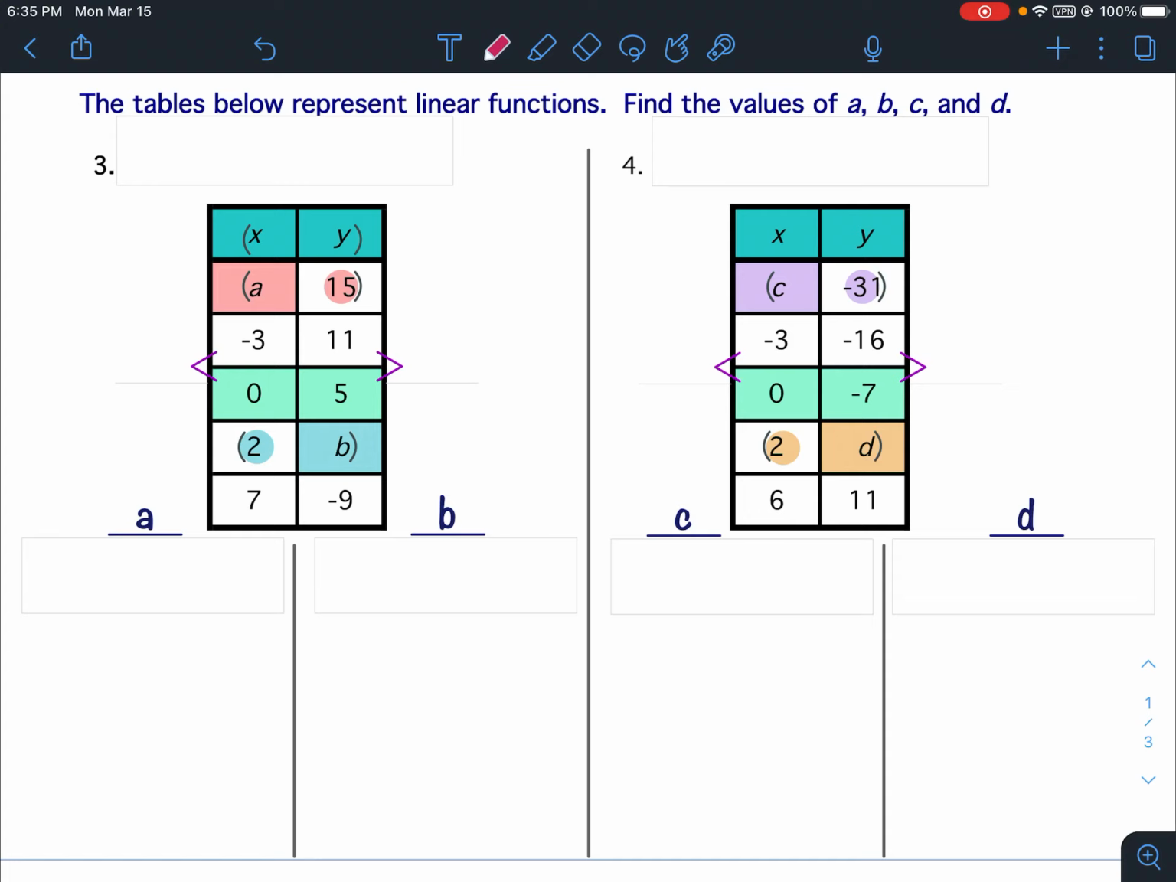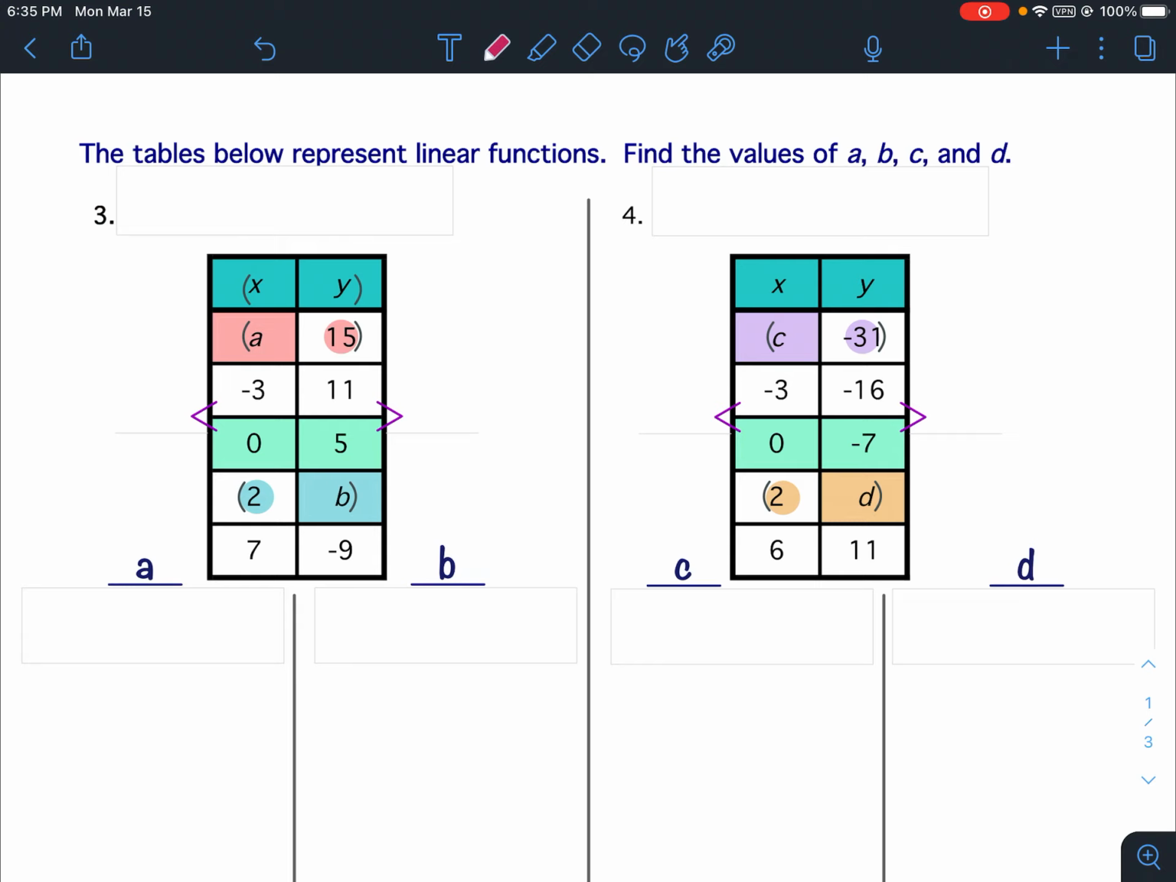We're to find the values of a, b, c, and d. All right, so here's a, b, c, and d. We need to find those missing values. To do so, we have to first come up with the equation. To come up with the equation, we have to find m and b. All right, so above this, let's put find equation first. y equals mx plus b.